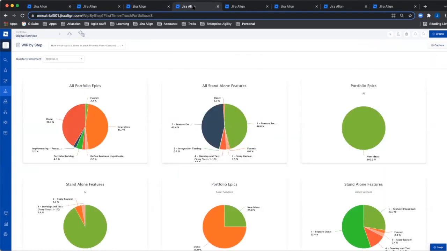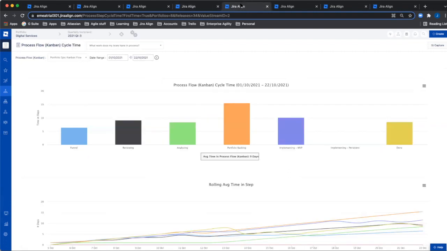Some more views for us to understand the work in progress, just the work in progress by step view, to really get an understanding of, right, at this current point in time, where is most of my work actually sitting? So again, getting the leadership team to really understand the work in progress across the system, because that really determines the data points in the following reports, right? So now we can start looking at process flow cycle times across the entire system.